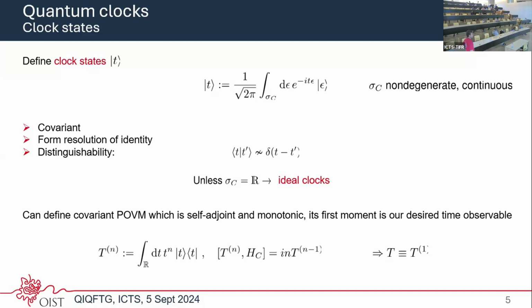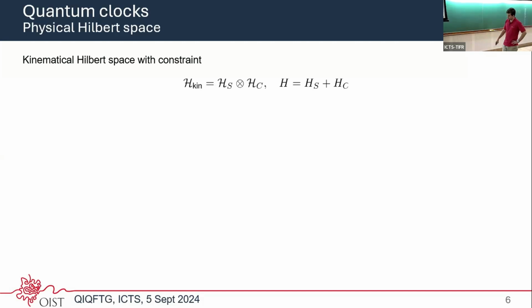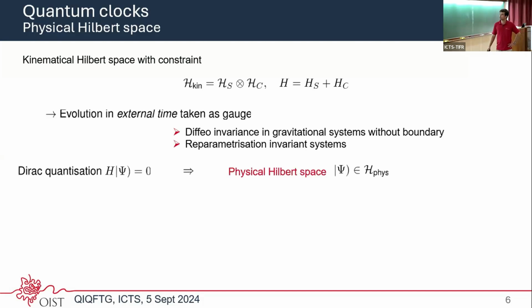So going back to these clock states, now that we've defined them, we want to use them to apply a constraint to our kinematical Hilbert space and to our kinematical algebra. Starting from the kinematical algebra with our constraints, we define this physical Hilbert space, which is basically just the Dirac quantization where we want our constraint acting on these physical states to vanish. This means that any exponential of the constraints, which would generate external time evolutions, would just act as the identity on any physical state, which is what we expect by saying that these transformations are gauge.